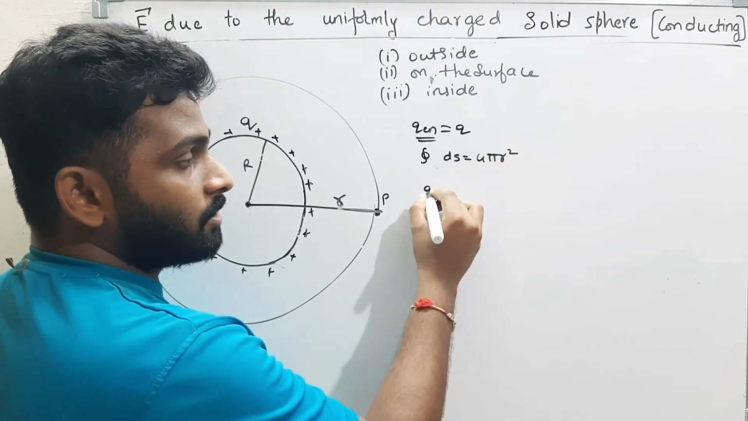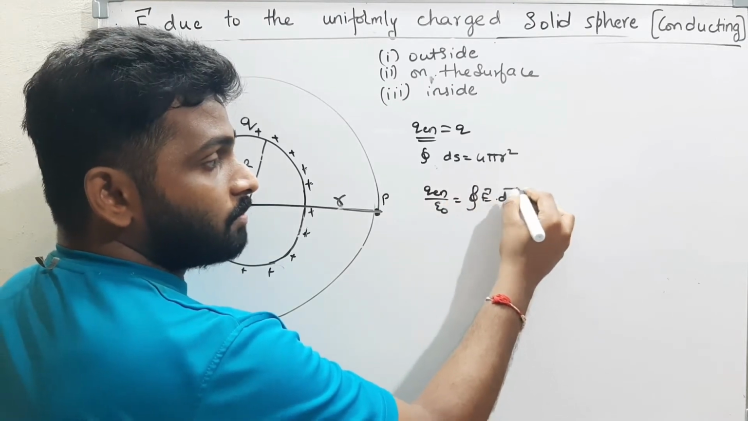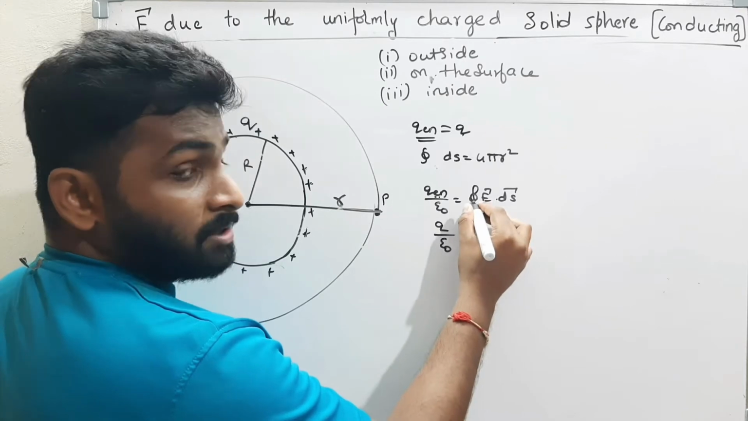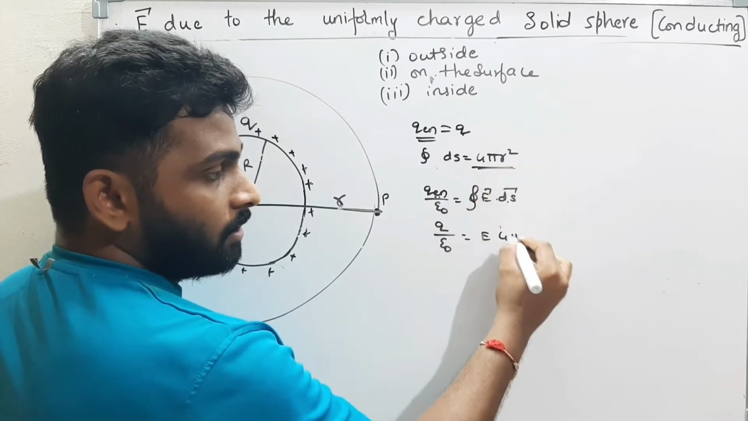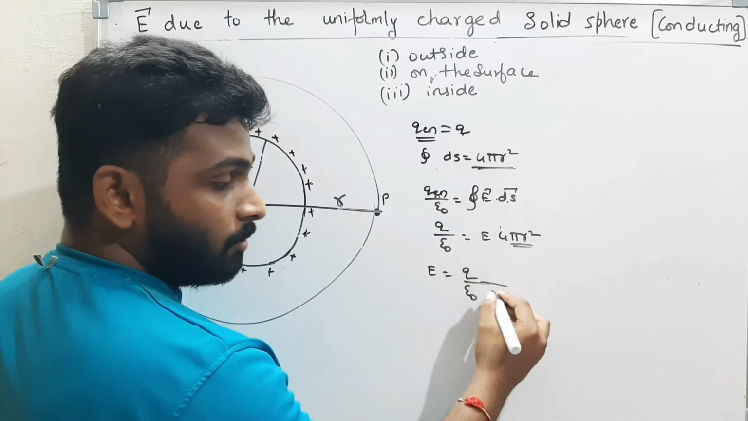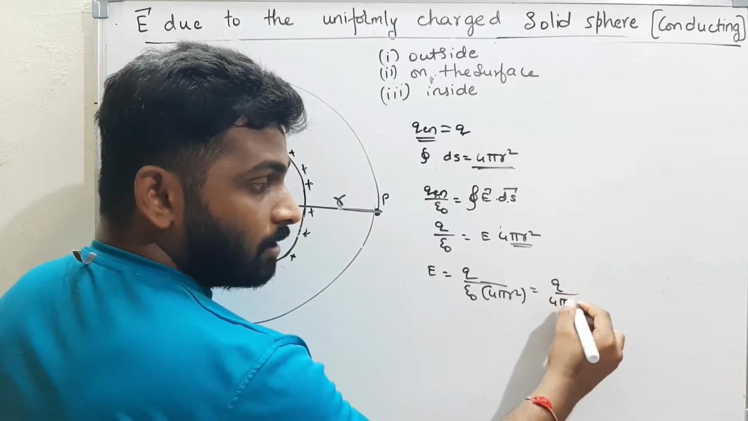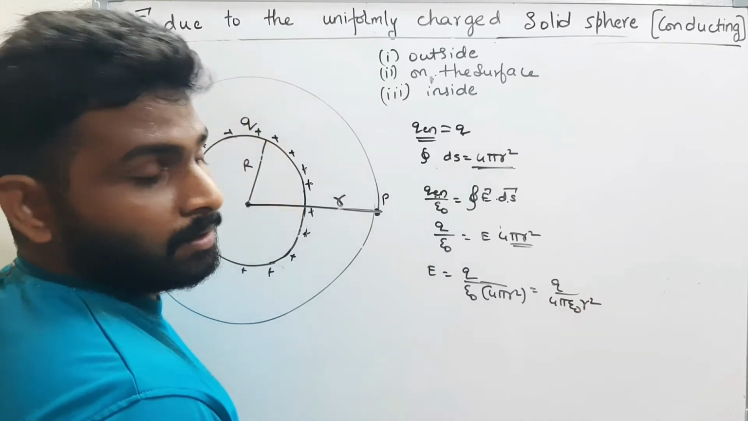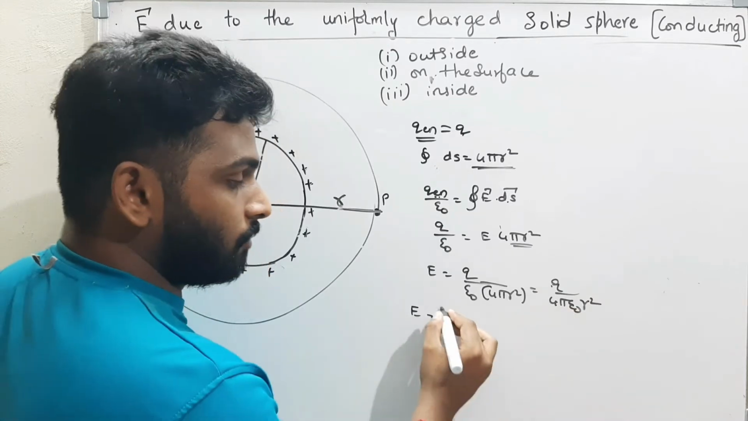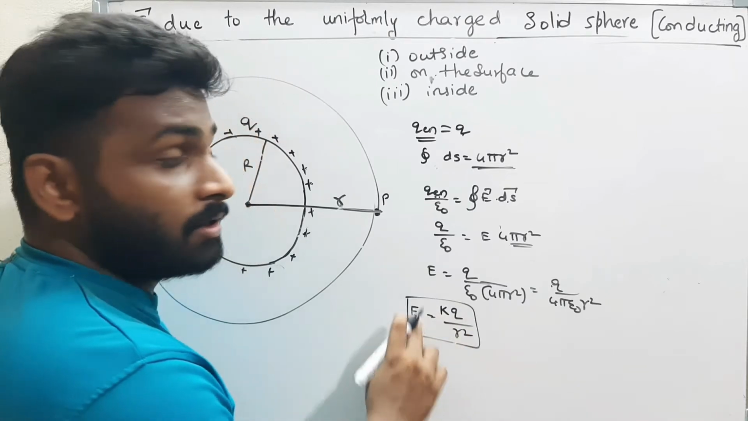Now use the Gauss formula. Q enclosed by epsilon naught must be equal to the surface integral of E bar dot dS bar. Q by epsilon naught must be equal to E into the surface integral of ds, which is 4 pi r square. Sending 4 pi r square to the other side, you will get E equals Q by 4 pi epsilon naught r square. That is 1 by 4 pi epsilon naught, which is K, Coulomb's constant. Therefore, E equals K Q by r square. That is the electric field at this point P.